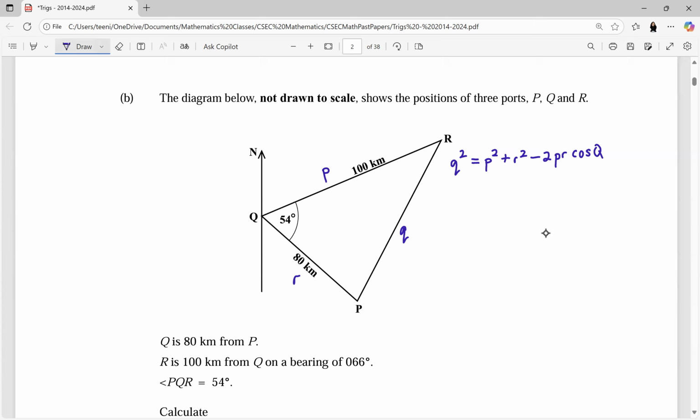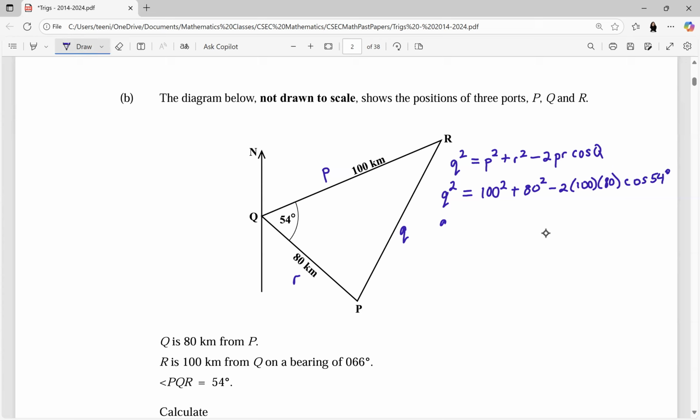All right, and let's now substitute our values in there. So we don't know what Q squared is. We're trying to find that. P is 100, so that would be 100 squared. R is 80, so this is 80 squared. And then minus 2 times 100 by 80 by cos of angle Q, which is 54 degrees.